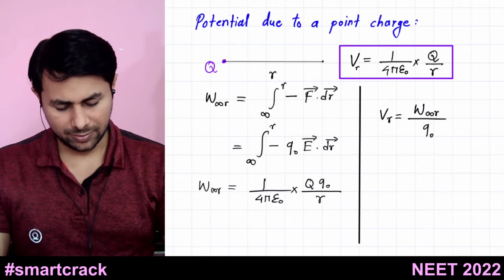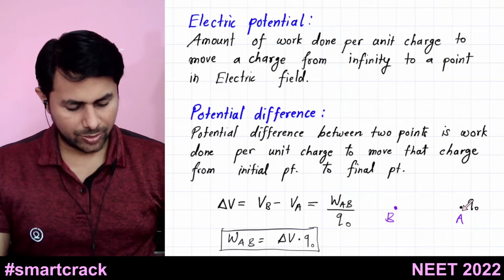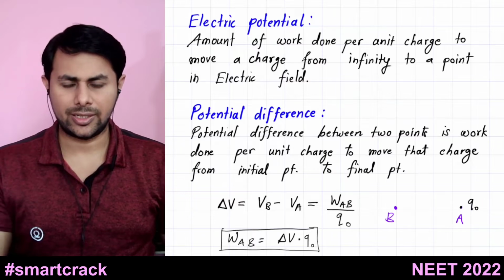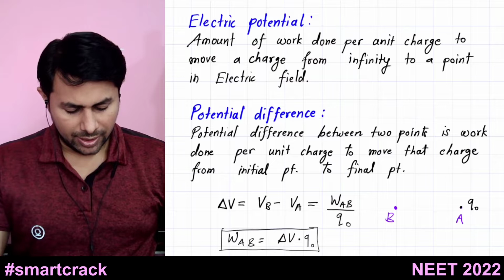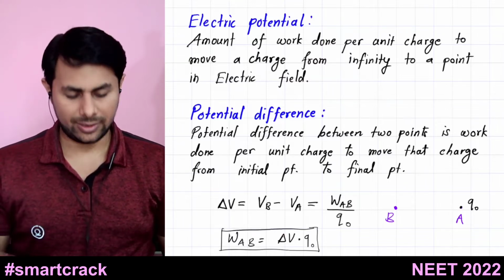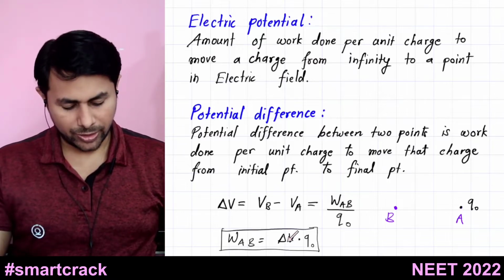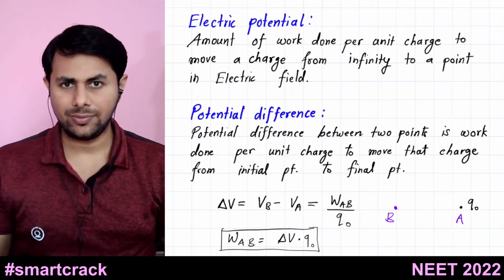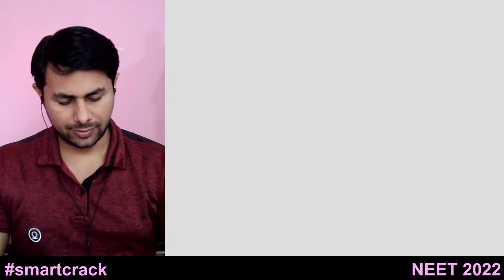As we have seen, the work done to move a charge from point A to point B, let's say these are 2 points on an equipotential surface, is delta V, the potential difference between those 2 points, multiplied by the charge. And for an equipotential surface, this potential difference is equal to 0. Okay, and therefore work done is equal to 0.